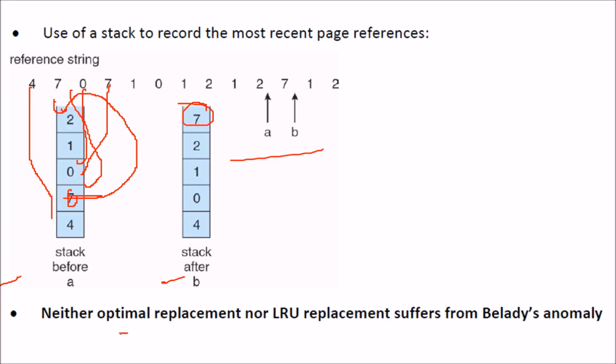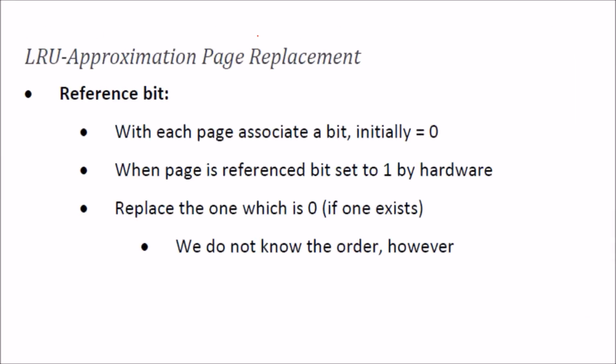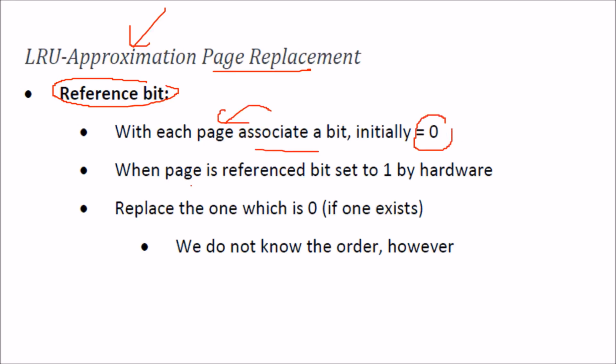So neither this optimal replacement nor this LRU replacement suffers from Belady's anomaly. For LRU approximation page replacement, you can have a reference bit. We can just associate a bit with each page. Initially make it 0. Whenever the page is referenced, this 0 is changed to 1 by the hardware, and we replace a page with 0 if at all it exists. We do not know the order.